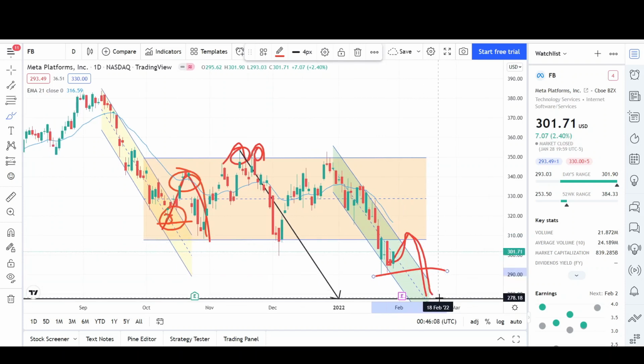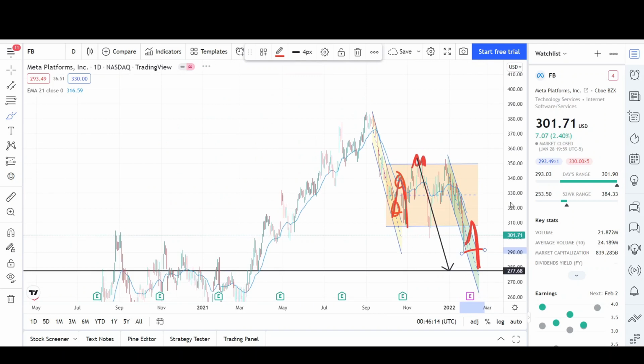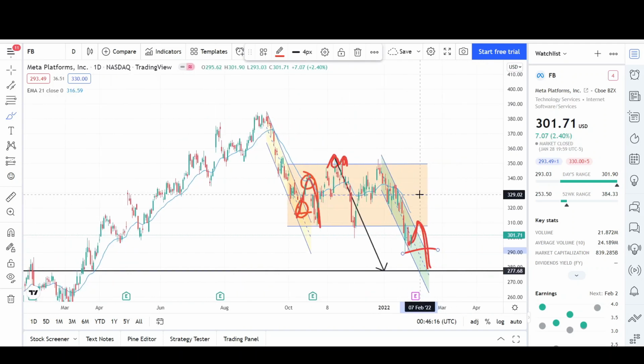So my target is at the 277, 278 level. Once we reach that level, am I still bearish or am I bullish? And do we even have to reach that level? We don't have to, but that's the odds I'm playing. I think there's still downside potential by looking at the chart.